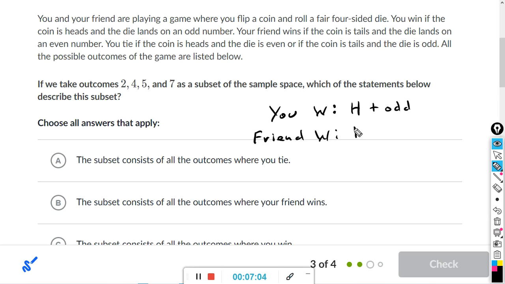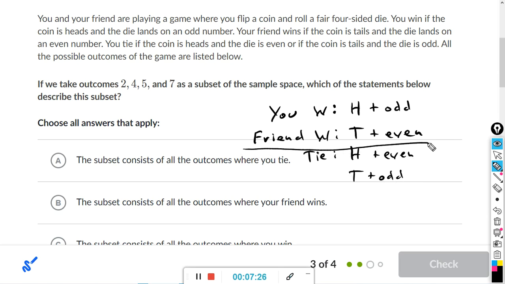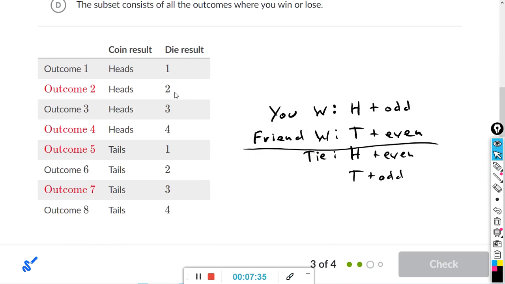So the friend wins if it's tails plus even. Okay? And a tie, heads plus even, tails plus odd. Heads plus even or tails plus odd is going to be a tie. Okay, so those are your options. Choose all answers that apply if we take outcomes 2, 4, 5, and 7. Okay, those are all highlighted in red, 2, 4, 5, 7.